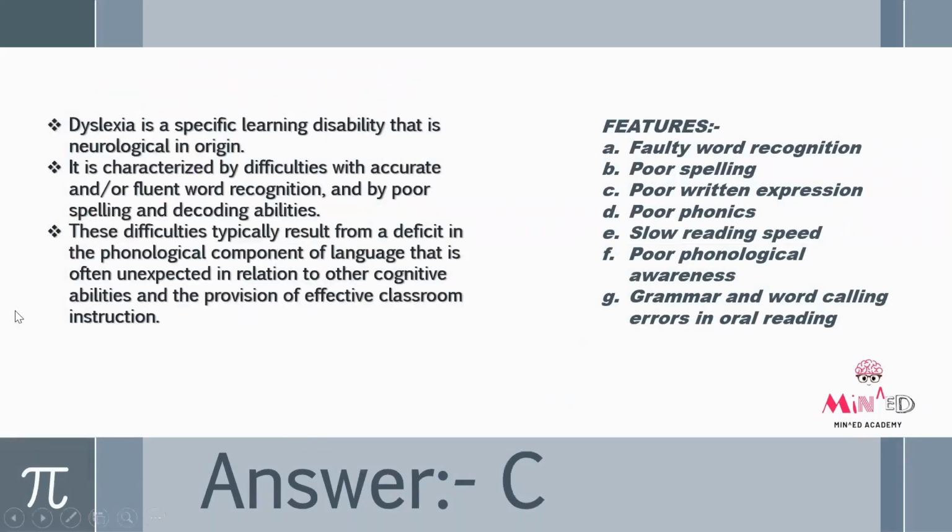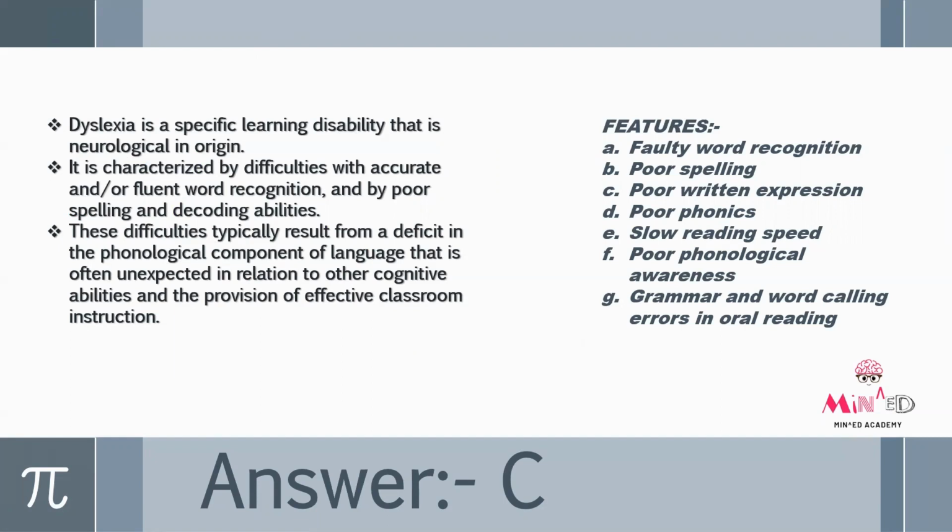So first we'll see what is dyslexia. Dyslexia is a specific learning disability that is neurological in origin. Okay, so it has a neurological origin. It is characterized by difficulties with accurate and or fluent word recognition and by poor spelling and decoding abilities. Fine. The child with dyslexia will have difficulty in accurate or fluent word recognition and poor spelling and decoding abilities.